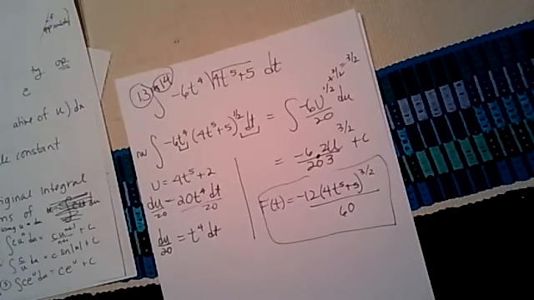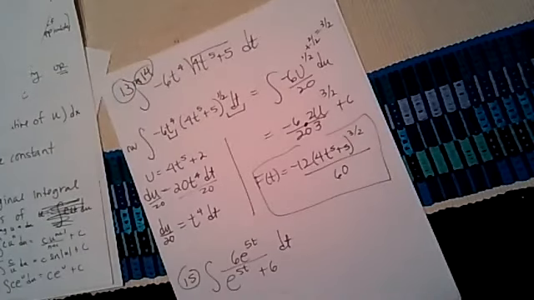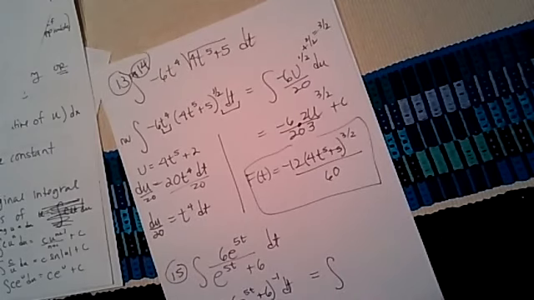Okay, let's do number 15. And this is the last one. So it's the integral of 6e to the 5t over e to the 5t plus 6 dt. Okay, well, I'm going to rewrite this by moving that denominator up to the -1. And so my inside will be e to the 5t plus 6.